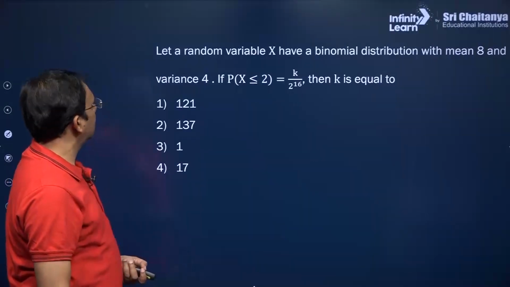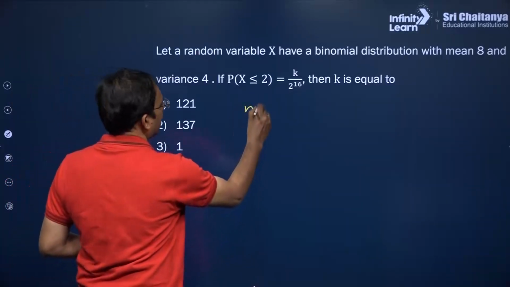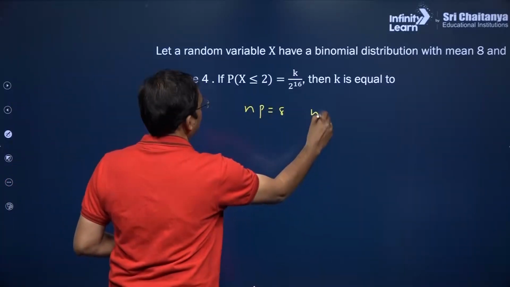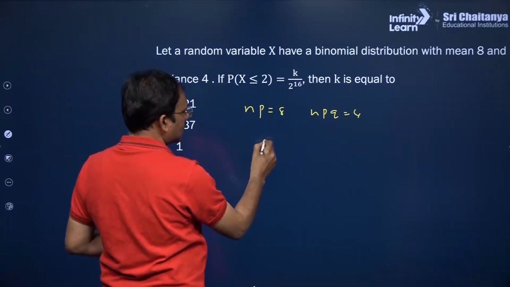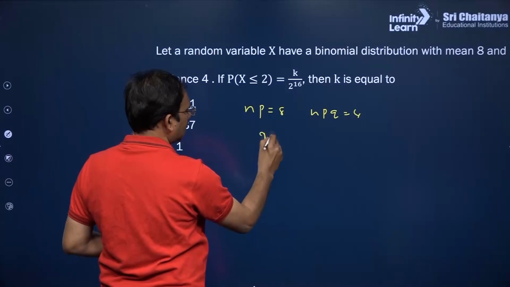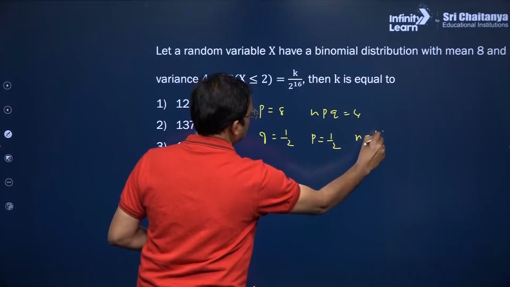Next, my dear friends, the random variable X has a binomial distribution with mean np equal to 8 and variance npq equal to 4. So you can say from this, q is nothing but 4 by 8, q is 1 by 2, so p is 1 by 2, so n is equal to 16.